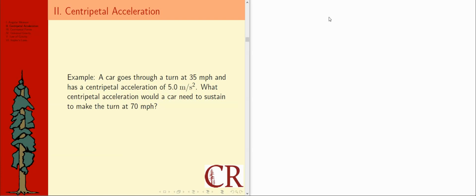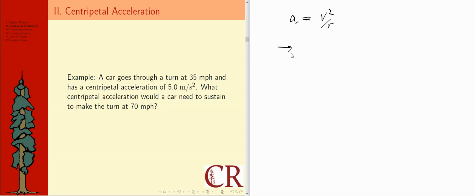But maybe it doesn't have to here, right? Because what is the thing that we're looking at here? We're asked about centripetal acceleration, and the formula we have for that is a sub c is equal to v squared over r. But we're comparing two situations where the turn is the same. In other words, the two situations have the same r value.